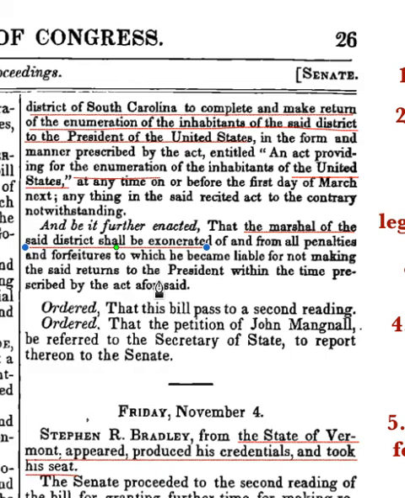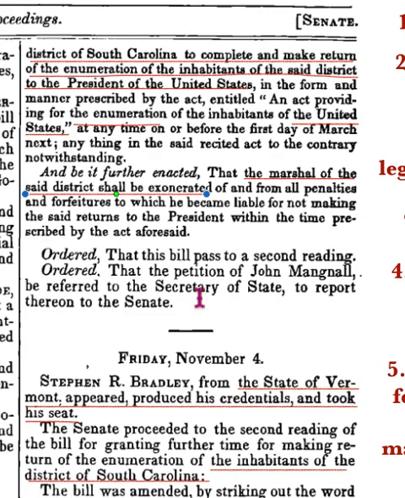These said returns to the President within the time prescribed by the act aforesaid. And you notice in the Constitution it uses "the Congress," "We the people of the United States, for the United States of America."